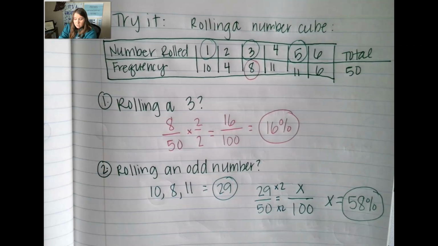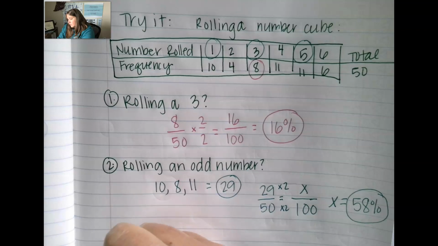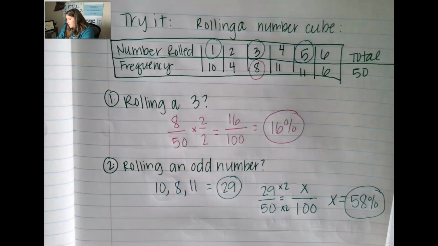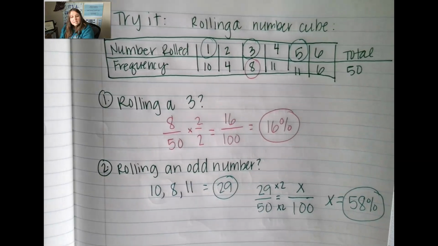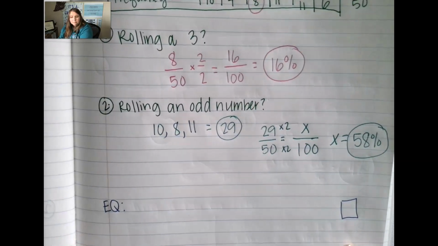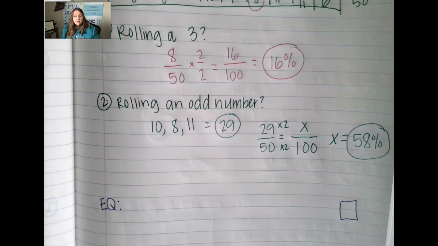How did you do? Go ahead and rate your level of understanding out to the side. Where are you at out of 3? Answer your essential question. What is experimental probability? And then rate your level of understanding out to the side. When you are finished, you can come on back to the Google Meet and ask for help, or you can go and do your practice work.